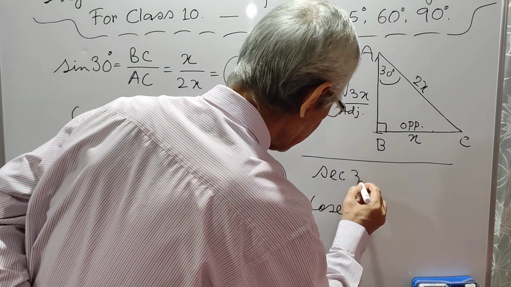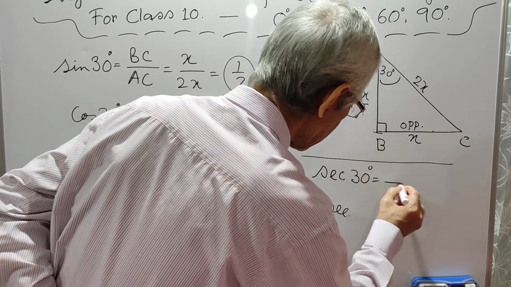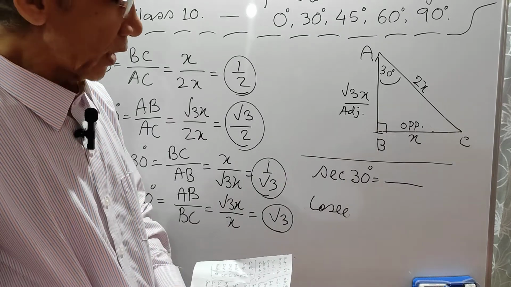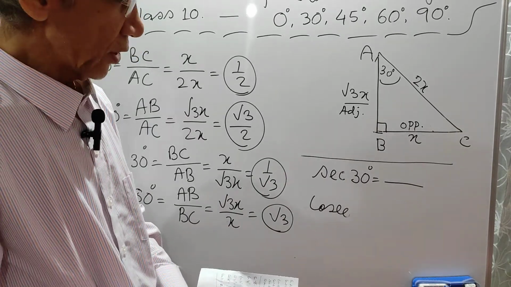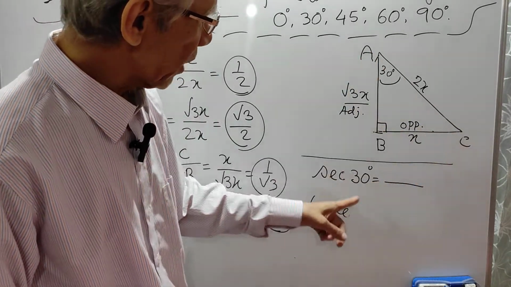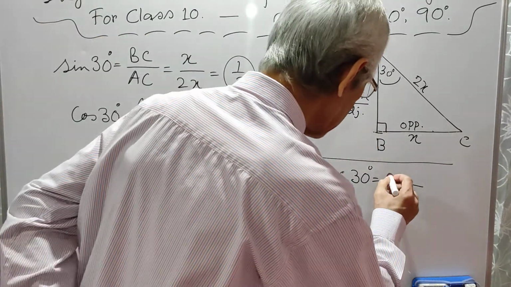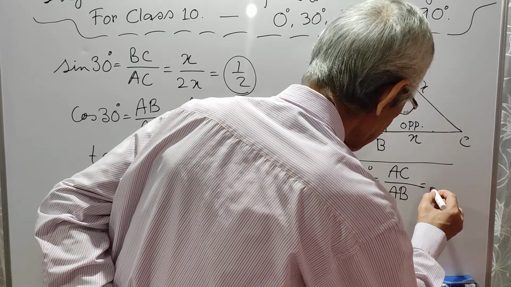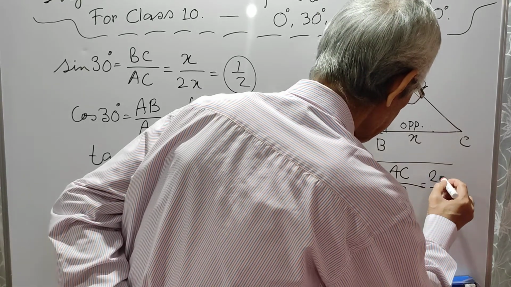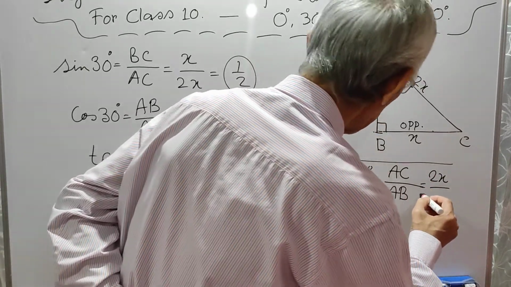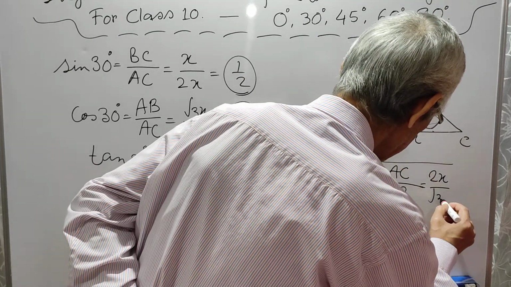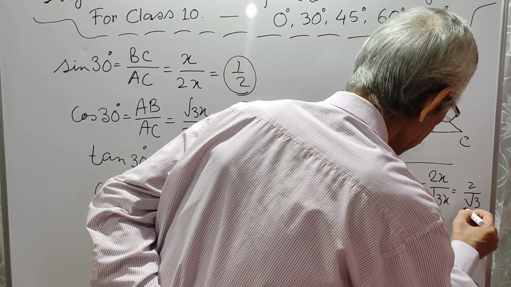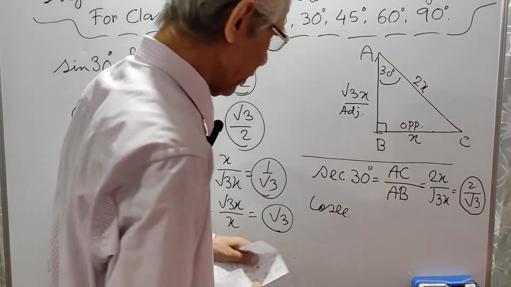So sec of 30 degree. Now sec is what? Hypotenuse by adjacent. That is AC by AB. Now what is AC? 2x. And what is AB? Root 3x. So it becomes what? 2 by root 3. This is the value of sec 30.